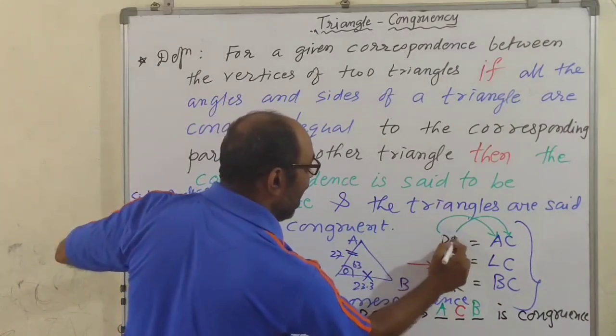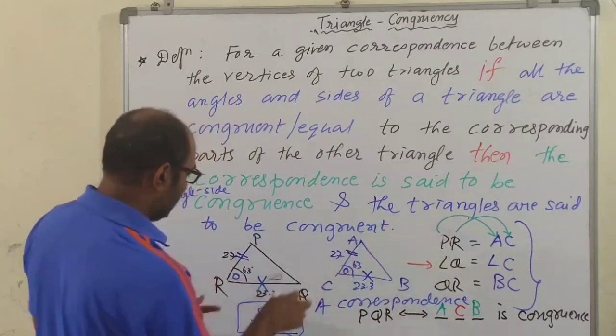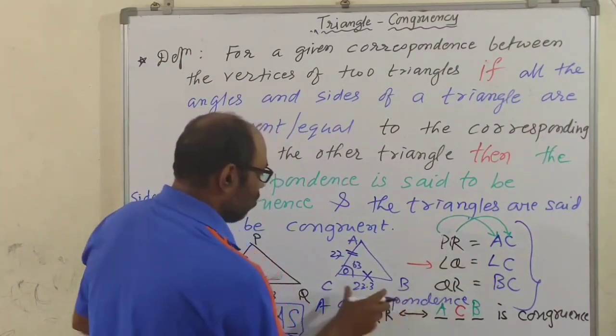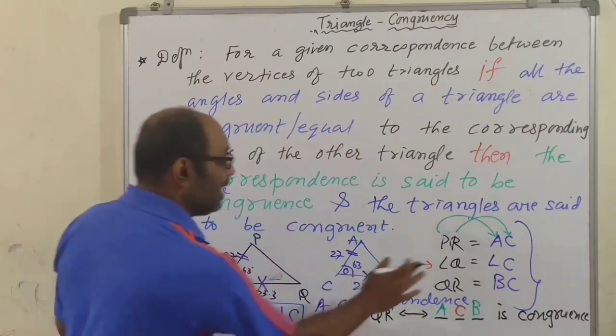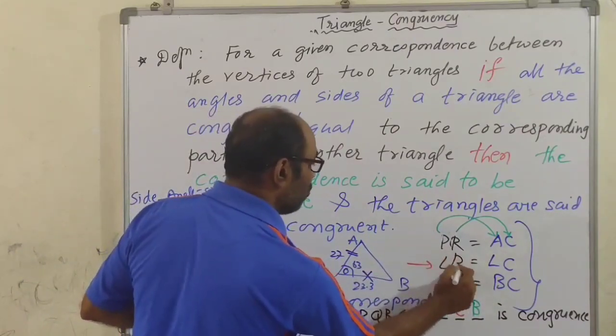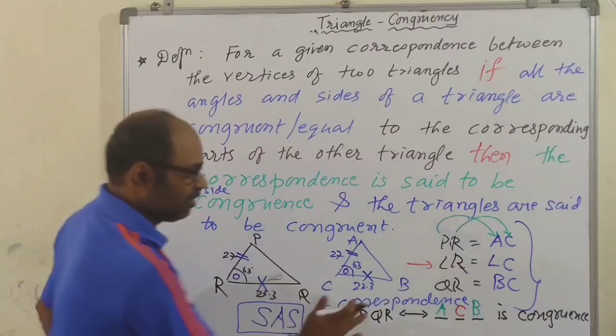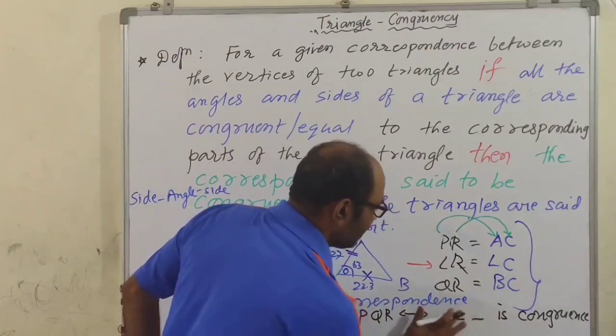PR is congruent to AC. QR is congruent to BC. And angle R is congruent to angle C. So now this correspondence will change. Let's see.